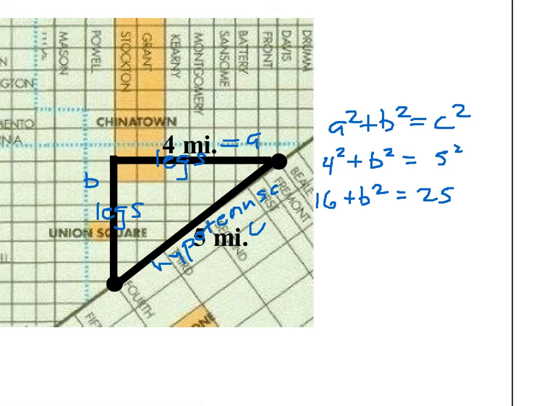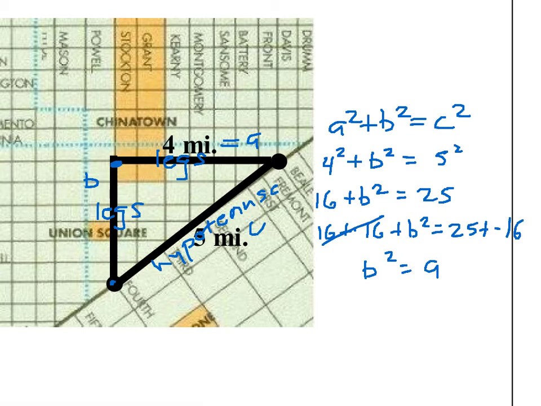Add a negative 16 to both sides. So 16 plus negative 16 plus b squared equals 25 plus negative 16. I'm not doing anything. So that leaves us with b squared is equal to 9. Am I finished solving this equation? Is this telling me that it is 9 miles from here to here? No, it is not, because that length is b.